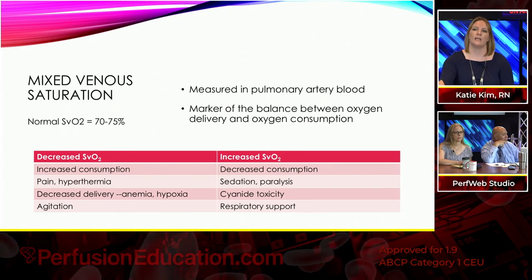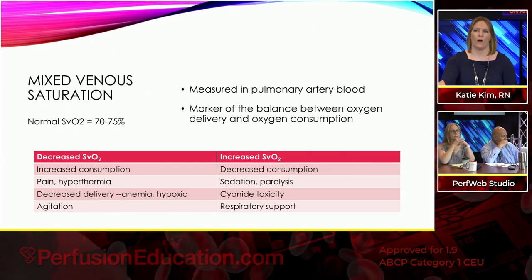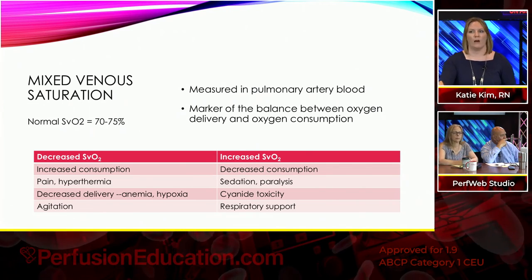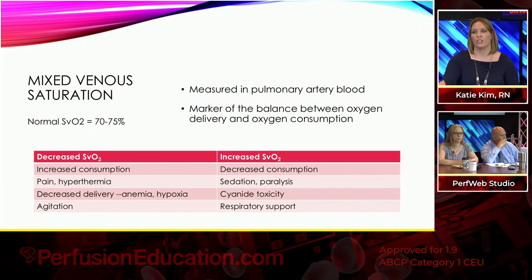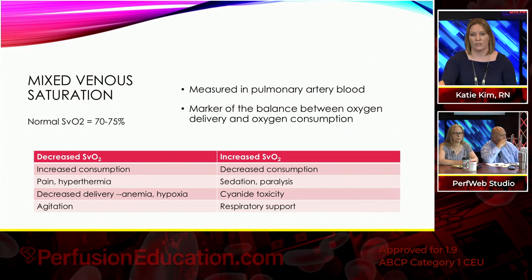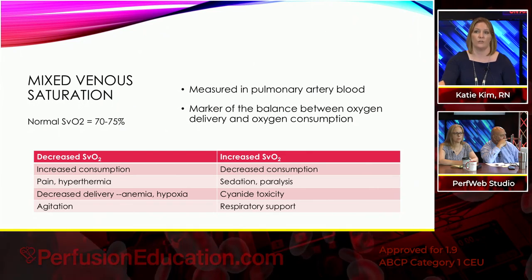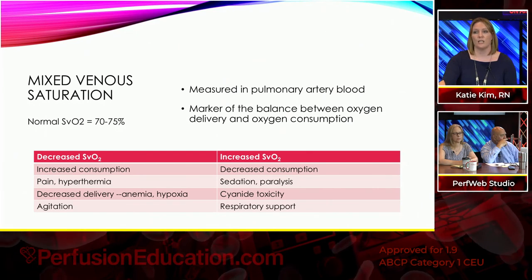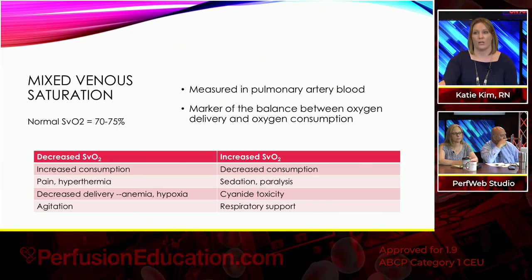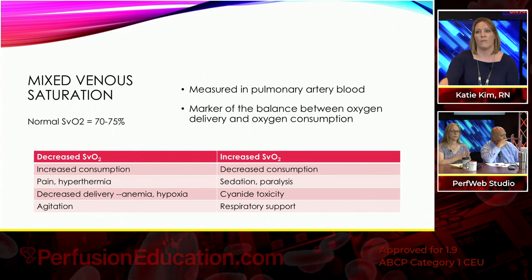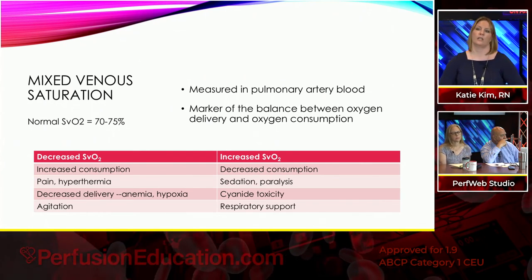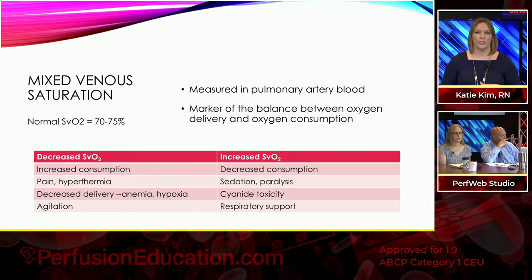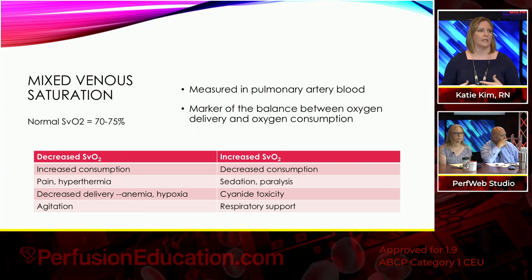So what about your mixed venous oxygen saturation? Why do we care about that? Because not only are you caring about macrocirculation, you also want to consider microcirculation and actually getting to the tissue level. Your mixed venous oxygen saturation is directly measured from your pulmonary artery blood, and it's a marker of the balance between oxygen delivery and consumption. So whenever you have a decreased SvO2, you're going to think of anything that increases consumption.